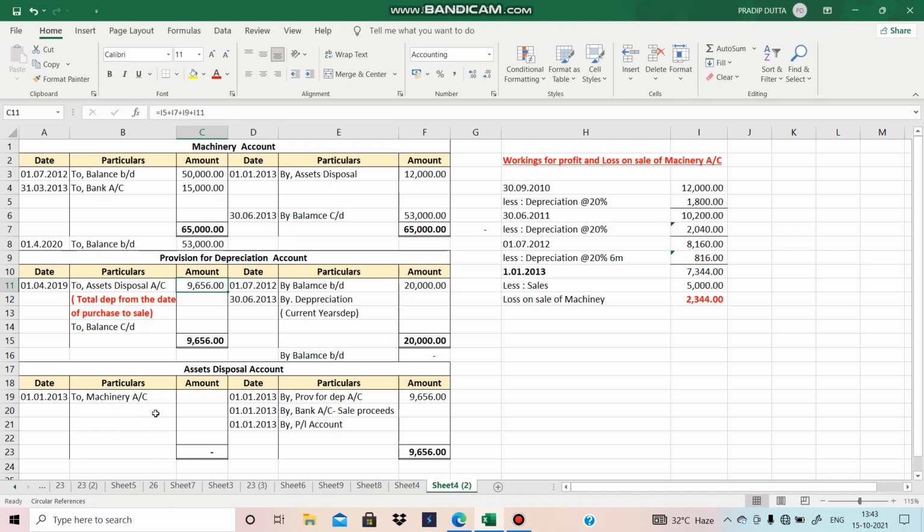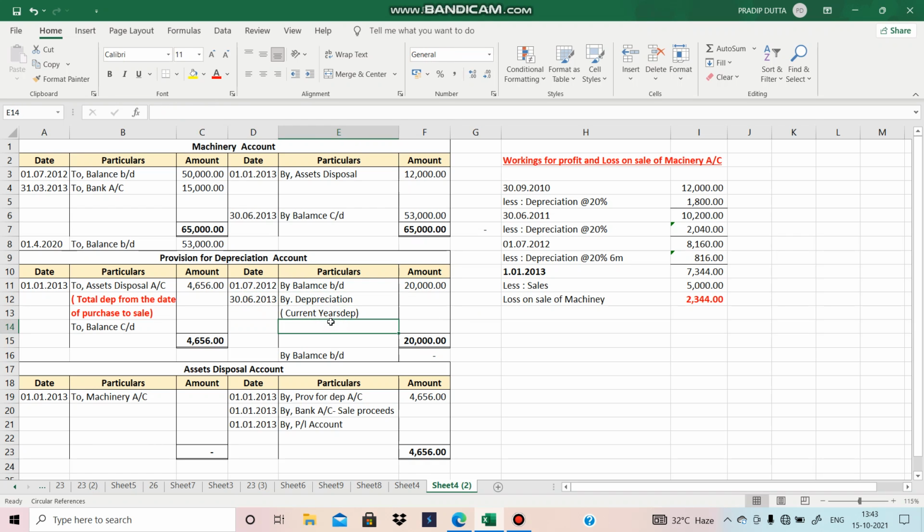Now move to the provision for depreciation account. First, the date of sale, which will be 1st January 2013. What is the total depreciation? The total depreciation is 1,800 plus 2,040 plus 816 for 3 years. The total depreciation is 4,656. The balance brought down is 20,000.